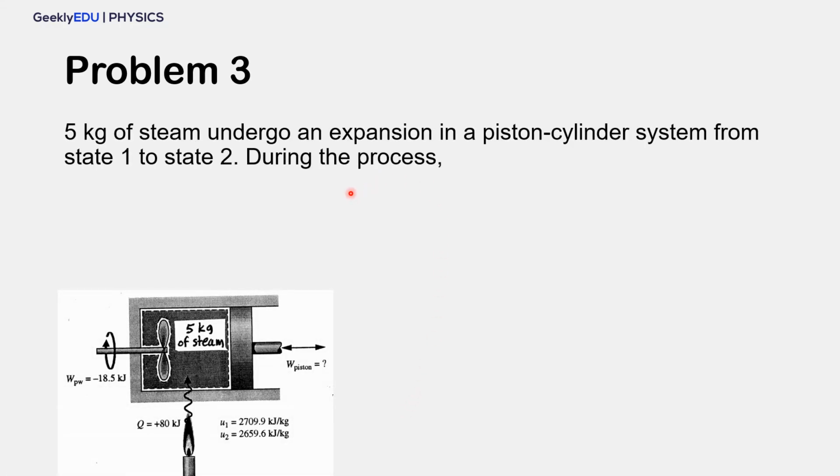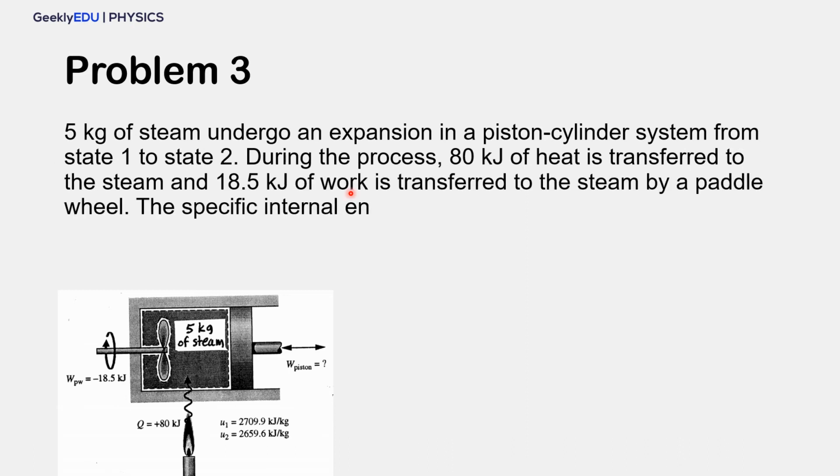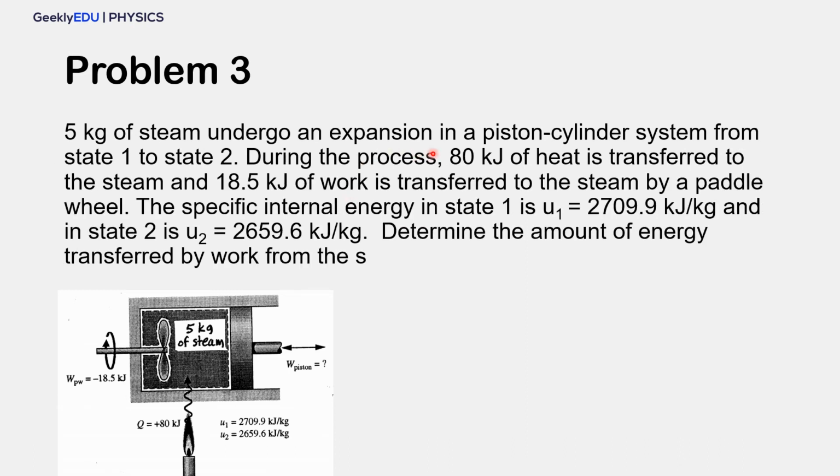Alright, for problem number 3, we have 5 kilograms of steam that undergo an expansion in a piston cylinder system from state 1 to state 2. And during the process, 80 kilojoules of heat is transferred to the steam and 18.5 kilojoules of work is transferred to the steam by a paddle wheel. Alright, let's stop here, take a look at the drawing.